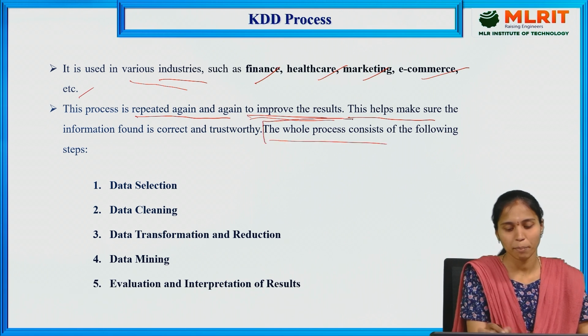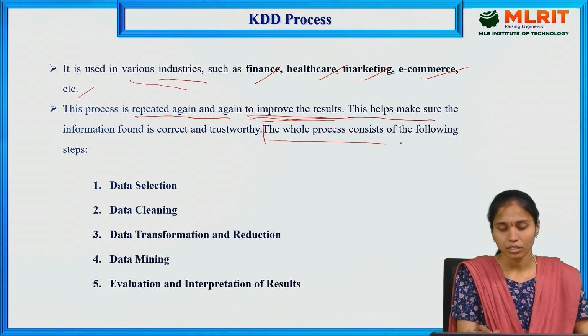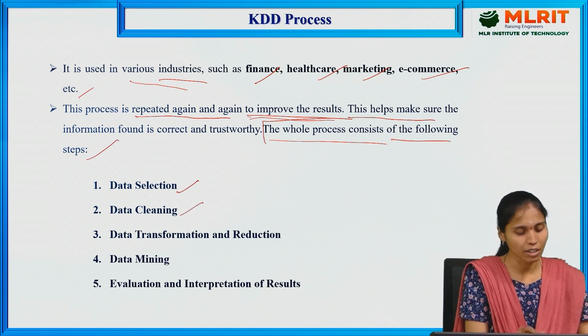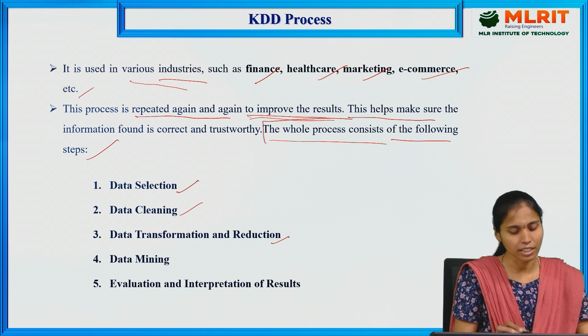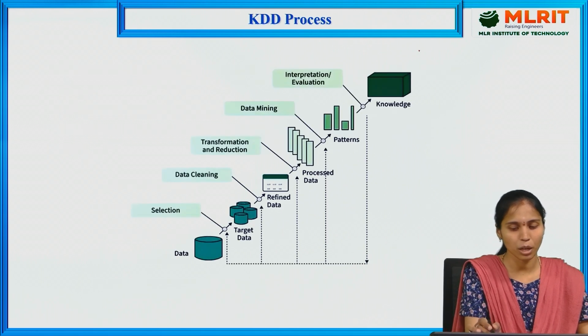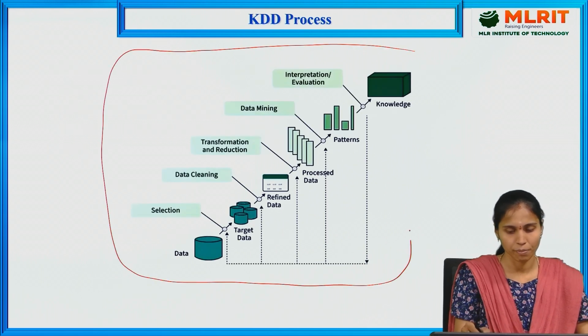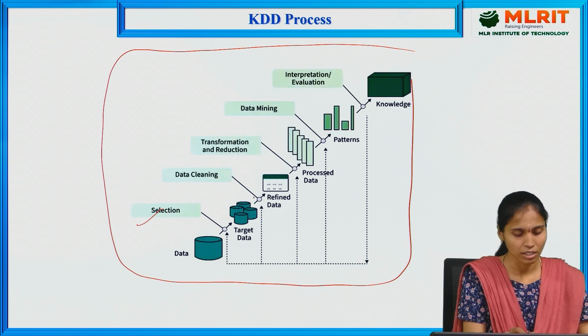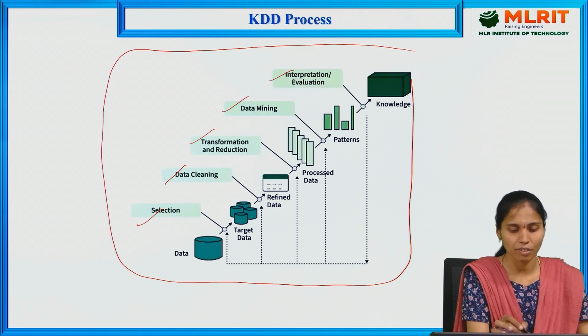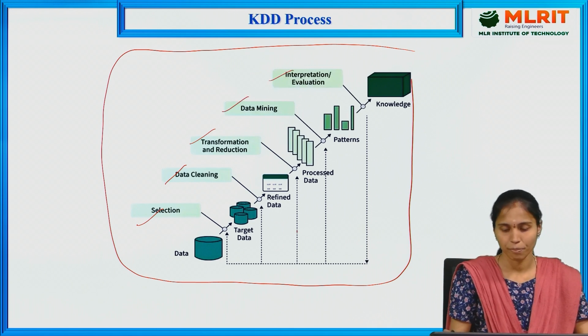The KDD process consists of the following steps. First one is data selection, second one data cleaning, then data transformation and reduction, data mining, and evaluation and interpretation of results. This is a diagram of the KDD process. This is the data selection. Second step is data cleaning. Third step is transformation and reduction. Fourth step is data mining. And last one is interpretation and evaluation. Let us discuss briefly.